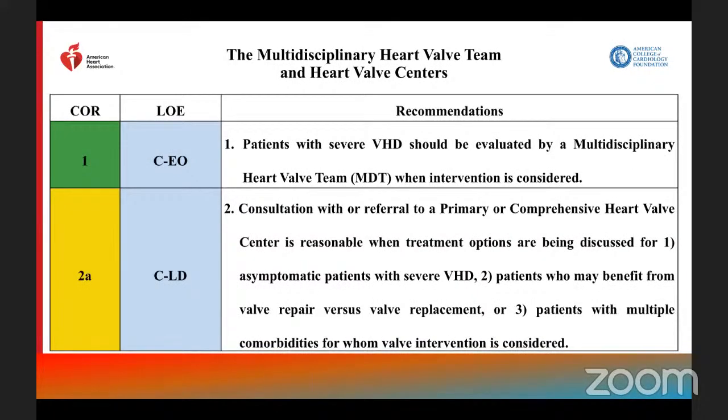The role of multidisciplinary heart valve team and the heart valve centers. The patient with severe valvular heart disease should be evaluated by a multidisciplinary team when intervention is considered. That's class 1A. A consultation with or referral to a primary or comprehensive heart valve center is reasonable when treatment options are being discussed for asymptomatic patients with severe valvular heart disease or patients who may benefit from valve repair versus valve replacement, or patients with multiple comorbidities for whom valve intervention is considered. That's class 2A, level C.